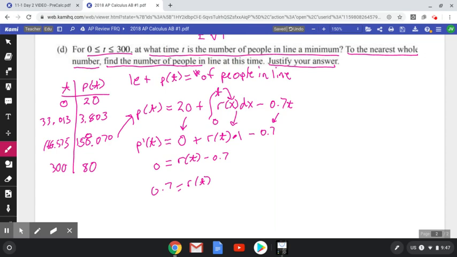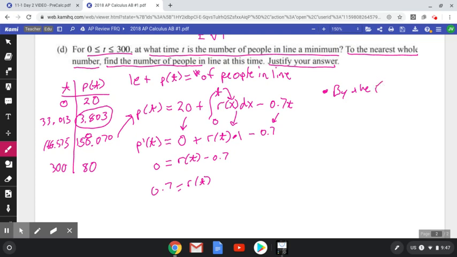Okay, so our calculator work is done. With a lot of thinking and a lot of work here, we've successfully used the EVT, the extreme value theorem, to indicate the lowest amount of people. If we look at our p of t, we have 20, 3.803, 158 and change, and then 80. So our lowest amount is right here.